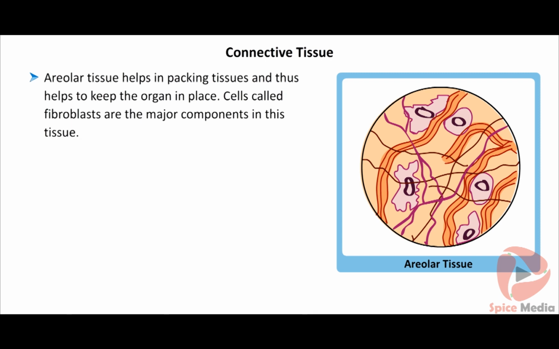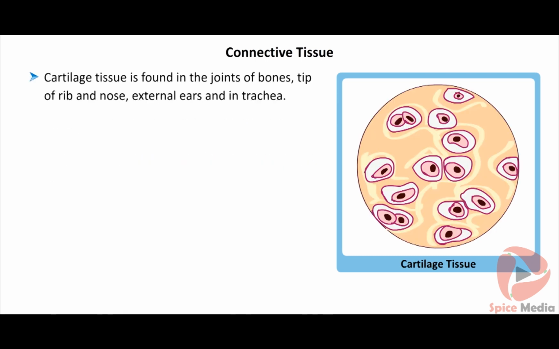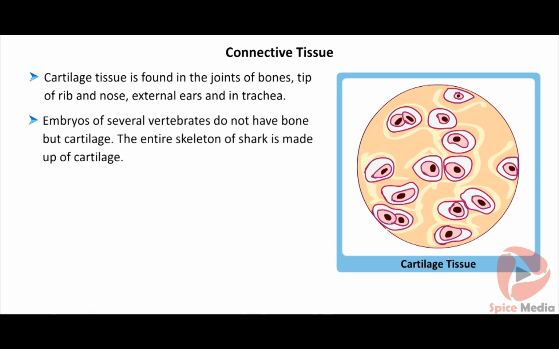Areolar tissue helps in packing tissues and thus helps to keep the organ in place. Cells called fibroblasts are the major components in this tissue. Fibroblasts also help in repairing the tissues when they are injured. Cartilage tissue is found in the joints of bones, the tip of ribs and the nose, external ears, and in the trachea. Embryos of several vertebrates do not have bone, but cartilage. The entire skeleton of a shark is made up of cartilage.